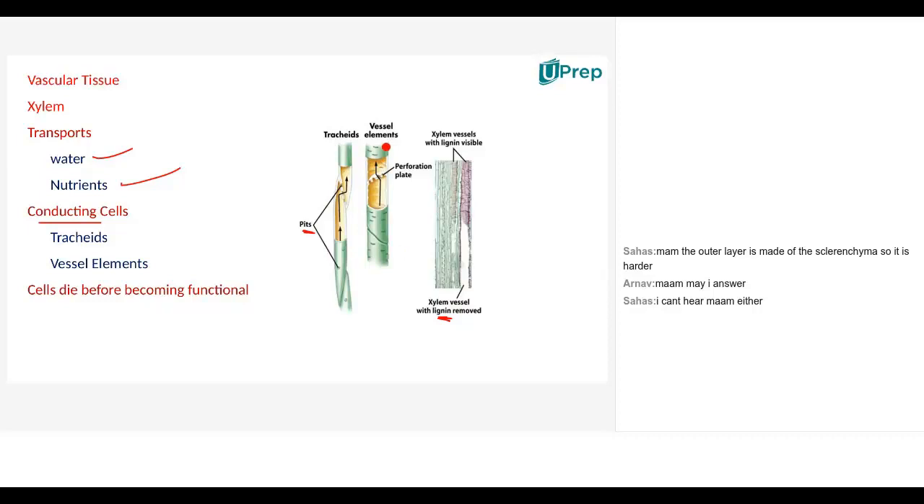So this material will not allow free movement of water and nutrients. So there should be some gaps in the cell wall. That is nothing but pits. That's why you have gaps in the cell wall, because the cell wall of tracheids and vessels is made up of lignin and these two cells are dead cells.